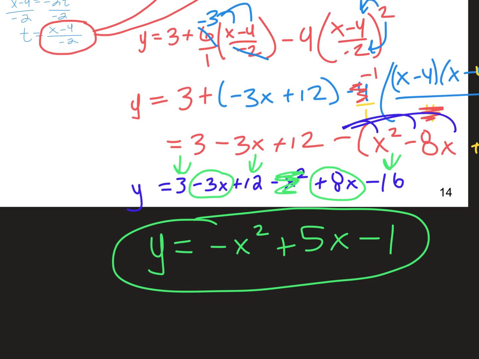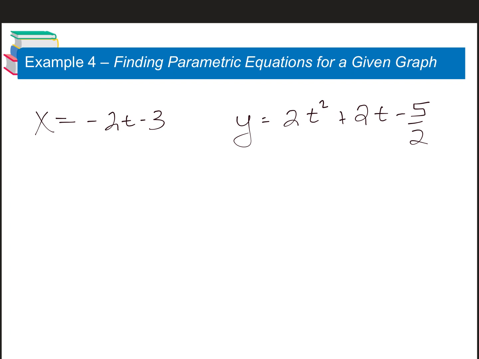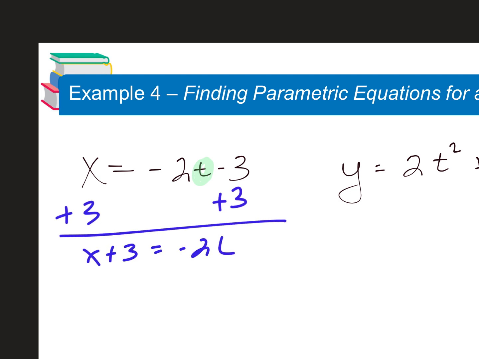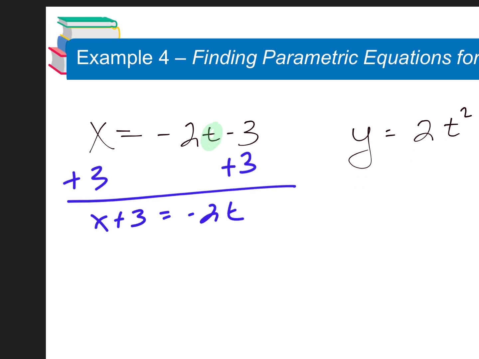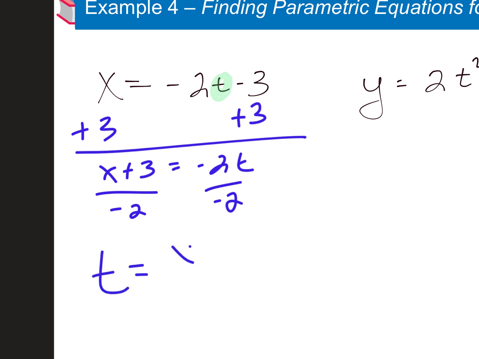All right, copy down the next one. Okay, first of all, we want to eliminate the parameter. We're going to get rid of t. So which equation looks more conducive for us to solve for t? The x one. All right, you guys agree? I want to get this all by itself. So algebraically, how would I do that? What's my first step? I'm going to add 3. Good. So x plus 3 equals negative 2t. And then what? Divide by negative 2. So t equals x plus 3 over negative 2.